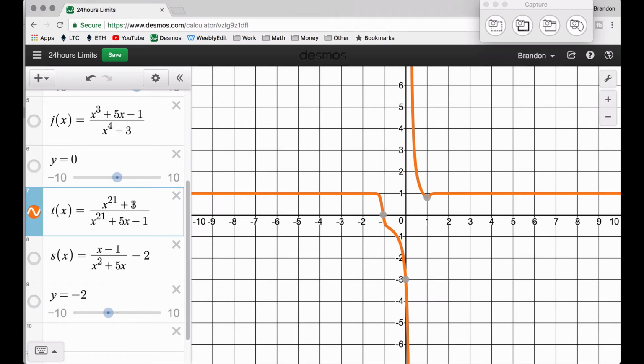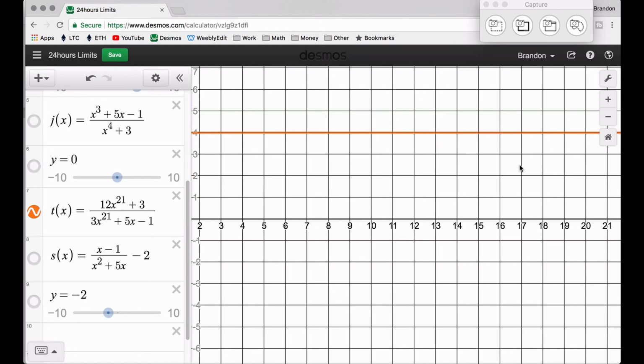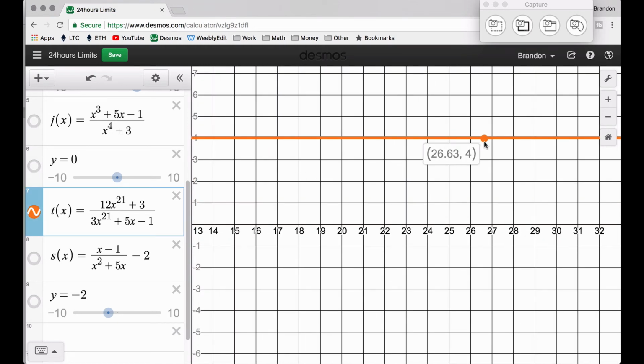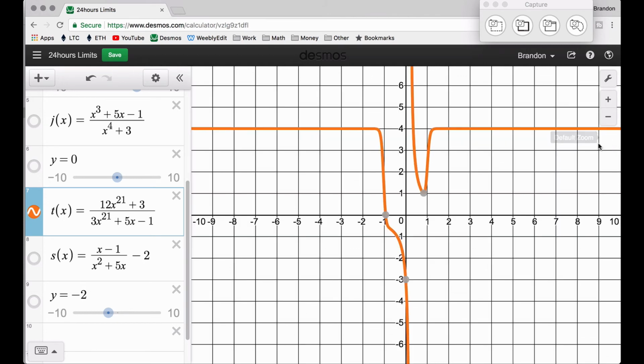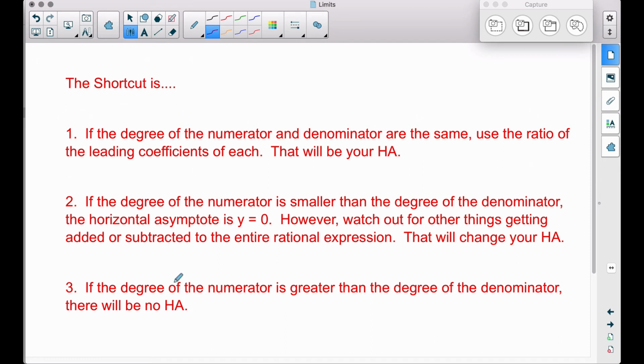If I change this top one to 12 and the bottom one to 3, our degrees match up. Use the ratio of the leading coefficients, 12 divided by 3, now our horizontal asymptote is up here at 4. And again, the same rules with rounding in Desmos. If you plug in 5.35 into this function, you'll get something really close to 4. And that's what Desmos is doing here, is rounding. All these values here are rounded, but I do want you to see that our horizontal asymptote in this case would be 4. And there you have it, the 3 shortcuts to quickly determine horizontal asymptotes.